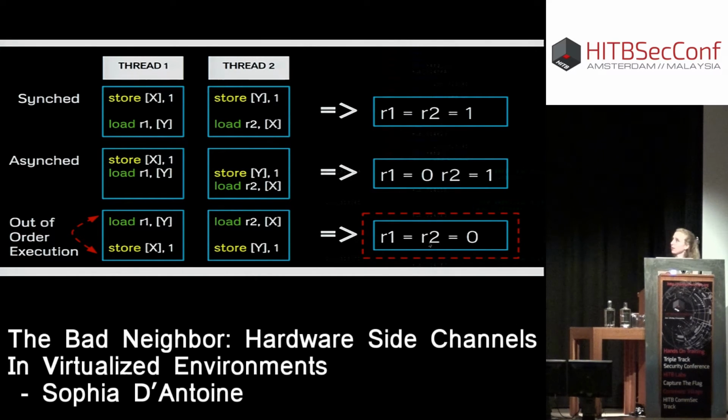So this out of order execution case is what we're measuring to determine if our instructions got reordered in the pipeline or not. And that's going to be the way in which we can receive information from the pipeline about the state of the pipeline.